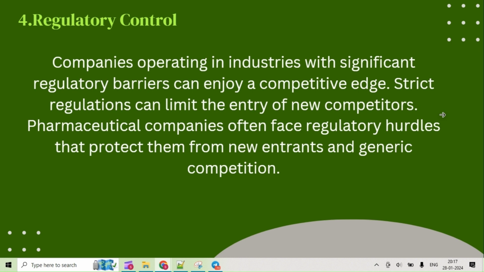So next we will see the regulatory control, right? Companies operating in industries with significant regulatory barriers can enjoy a competitive edge. Strict regulations can limit the entry of new competitors. Pharmaceutical companies often face regulatory hurdles that protect them from new entrants and generic competition.